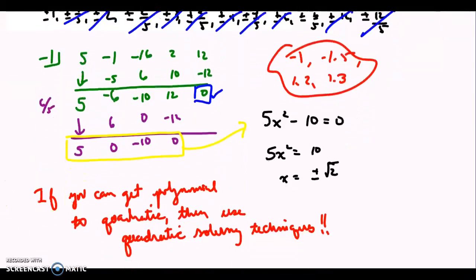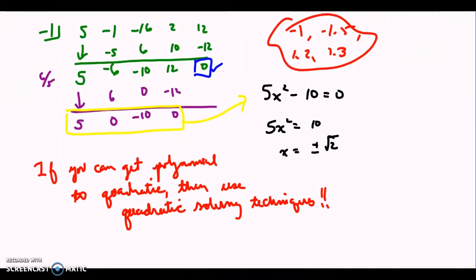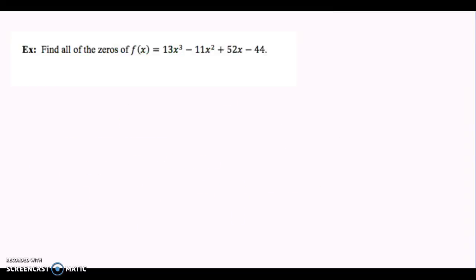Now, as a reminder, if you can get a polynomial to a quadratic, which is what we have here in the yellow box, then you can use quadratic solving techniques and you can get rid of all the rest of the techniques that you know. And you're basically all done with the problem. Now, I don't think I did a great job at trying to communicate how you're supposed to use this technique in the last problem. So let me try again.